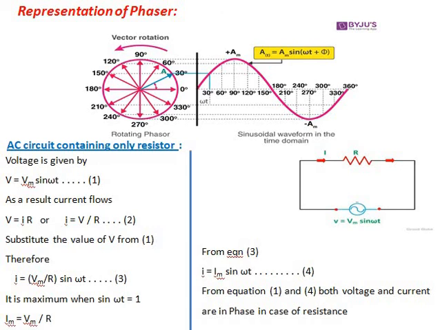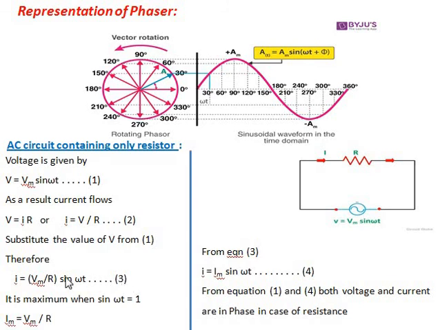Okay, then what happens? What happens to the phase difference between current and voltage? So voltage is given by V is equal to Vm sin omega t, as it is a sine wave. As a result, current flows, and by using Ohm's law, V is equal to IR, or I is equal to V divided by R. Now substitute equation 1 in equation 2. So therefore, I is equal to Vm divided by R into sin omega t. We call this equation number 3.